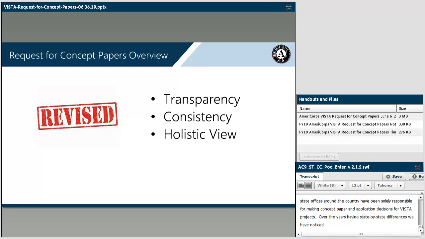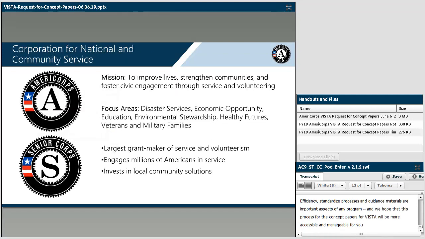To help address this, VISTA and our state offices worked closely together to revise this concept paper process. We want to make sure with this new process that we provide full transparency regarding how VISTA resources work and how folks access them. We want to work always towards really great consistency in how VISTA projects are developed. And we wanted to include VISTA headquarters in the review of concept papers so that there's a more holistic view of the full landscape of requests for VISTA resources each year and around the country. So efficiency, standardized processes, and guidance materials are important aspects of any program, of course, and we hope that this process for the concept papers for VISTA is going to be more accessible and manageable for you, our potential sponsors.